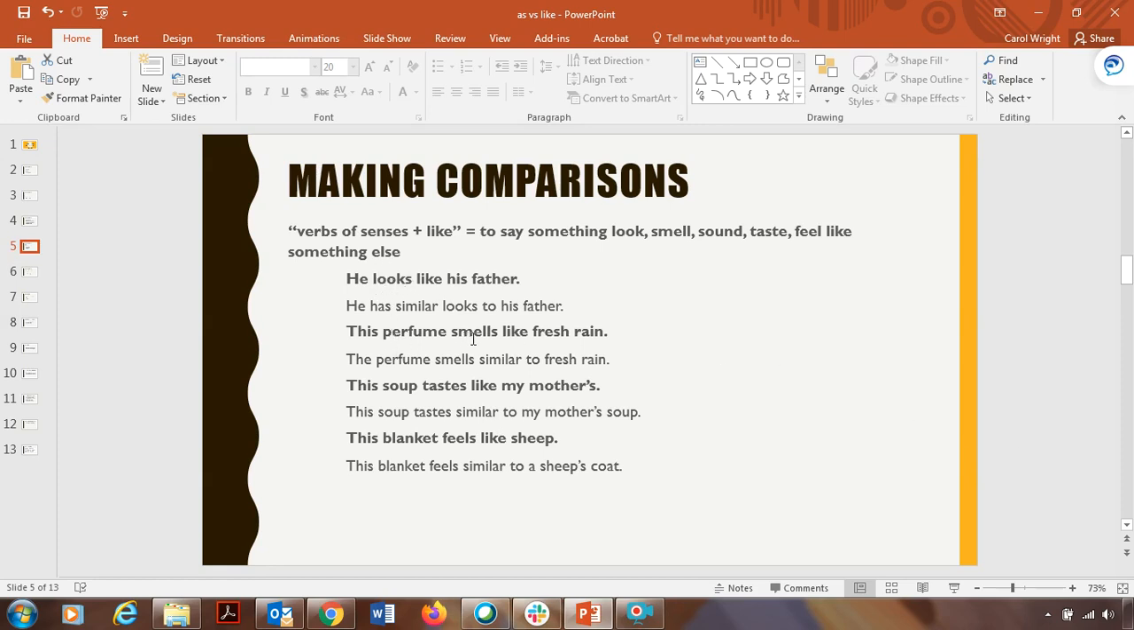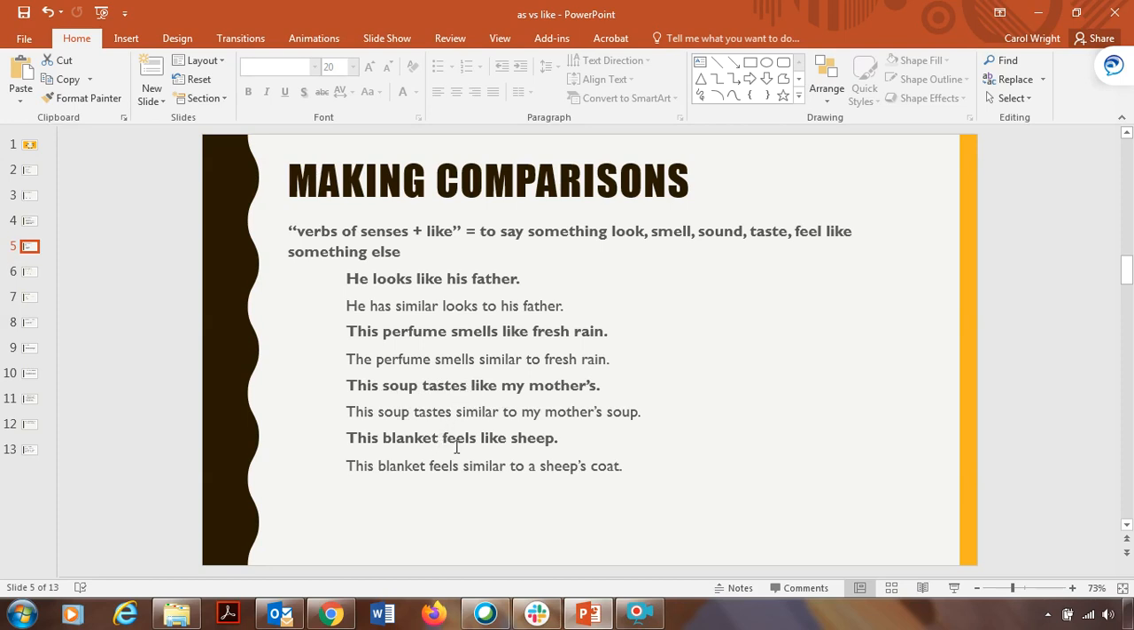This perfume smells like fresh rain. So this perfume smells similar to fresh rain. So I'm using the sense of smell here. The soup tastes like my mother's. I'm saying the soup tastes similar to my mother's soup. So here I'm saying the soup has a very similar taste to my mother's. And here the sense I'm using is the sense of taste.